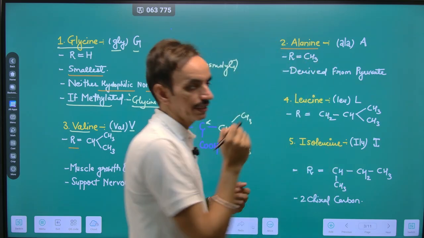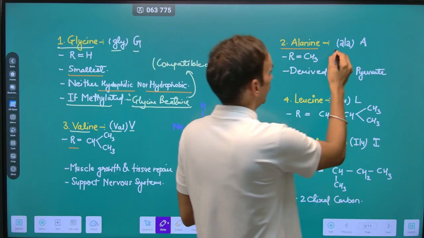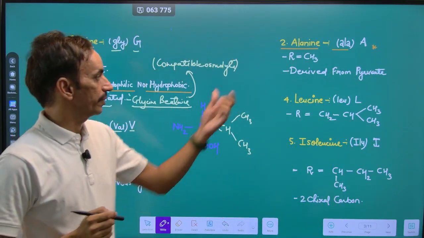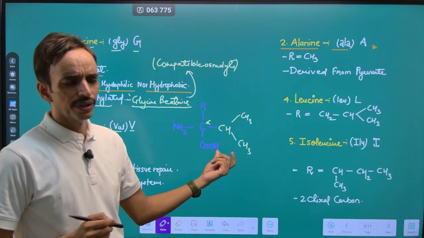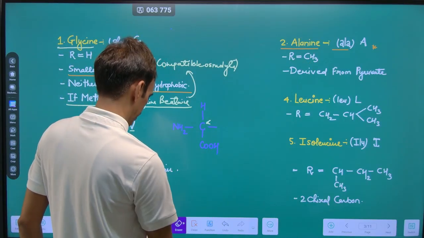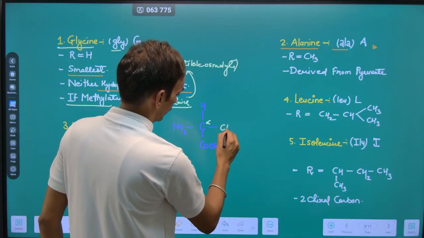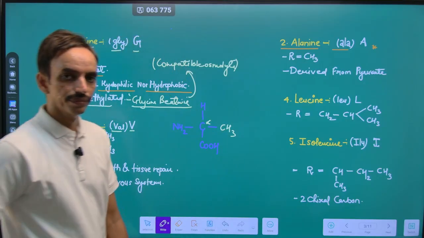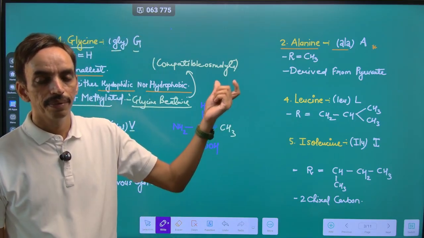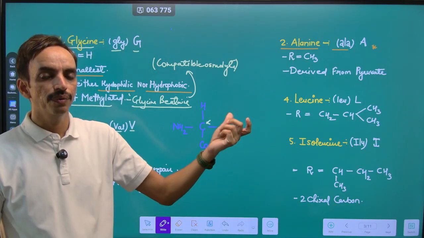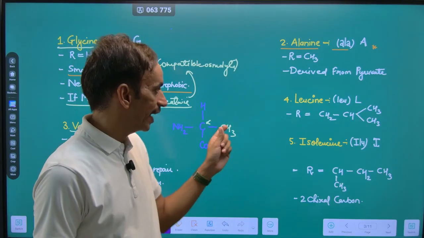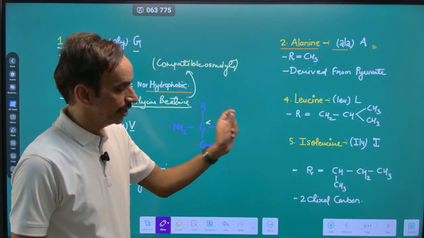Next type of amino acid is the alanine. Alanine is abbreviated as ALA and denoted by the alphabet A. Here the value of R is equal to CH3. We can simply put the value of R here and it will become alanine like this. It is derived from pyruvate, and we can say pyruvate acts as the precursor for most of the amino acids.